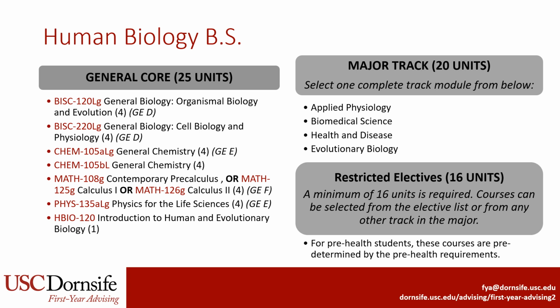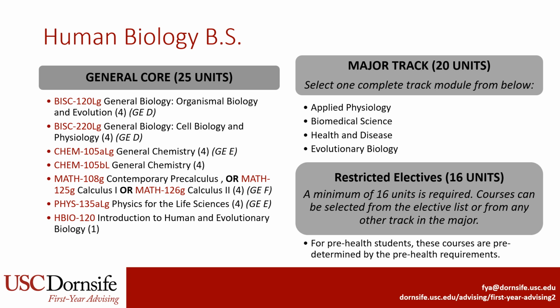When students are admitted to human biology, they are automatically admitted to the BS. The major is broken down in 3 parts. The first part is the general core, which consists of 25 units. It requires a year of general biology and general chemistry, 1 semester of math, 1 semester of physics, and a 1-unit introductory seminar course. You can see that the biology, chemistry, math, and physics courses in the core will satisfy some of the general education requirements, specifically categories D, E, and F.